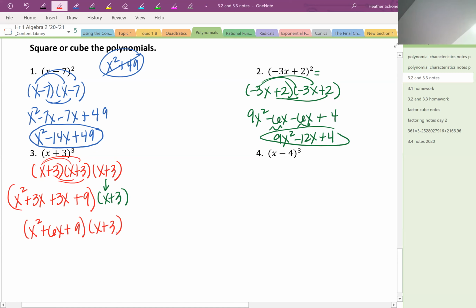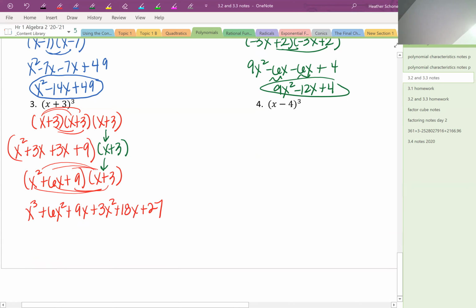Now I'm going to multiply the binomial times the trinomial. Okay, this one just got carried straight down. And when I do this, first I'm going to multiply everything by x. So I get x cubed plus 6x squared plus 9x. Now I'm going to multiply everything by 3. So plus 3x squared plus 18x plus 27. Okay, we're going to combine like terms and write it in standard form. So I have x cubed and 9x squared and 27x plus 27.